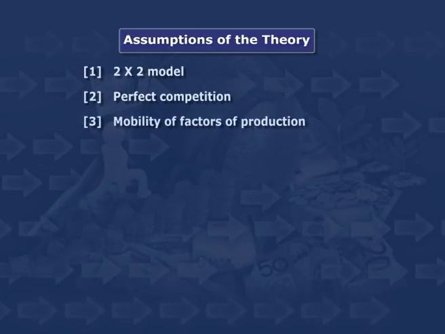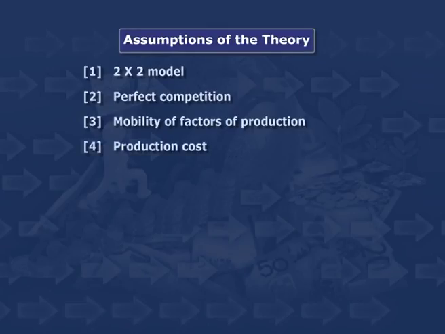The third assumption of the theory is mobility of factors of production. We assume that all the factors of production are completely mobile within the nation but completely immobile between the two nations. The fourth assumption of the theory is about production cost. We assume that production cost is considered as labor cost and there is only one factor of production, that is labor. How many labor hours are used in the production of a commodity is very important.